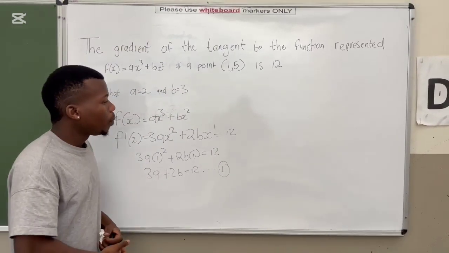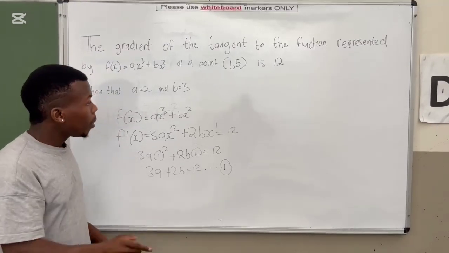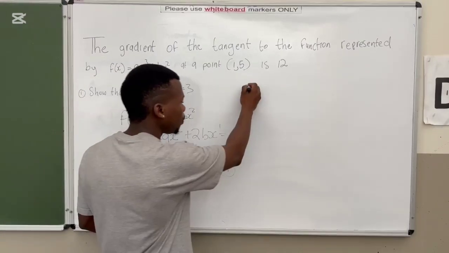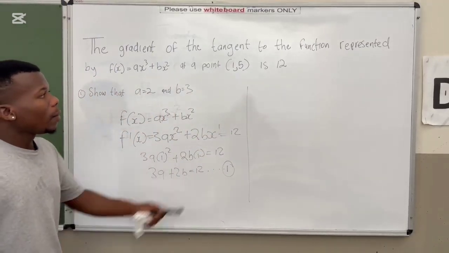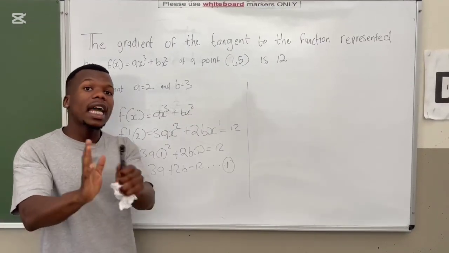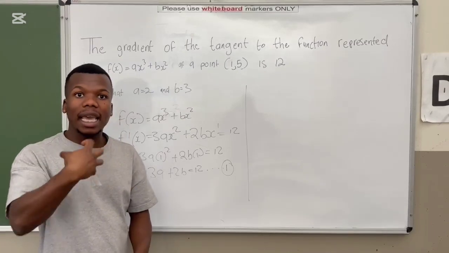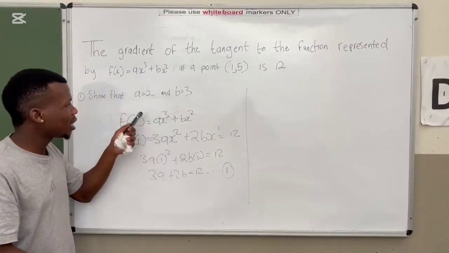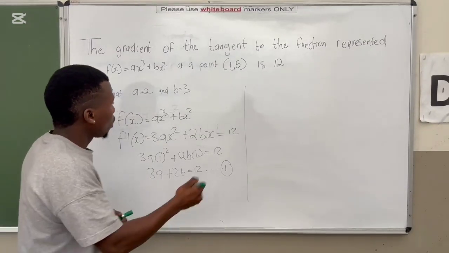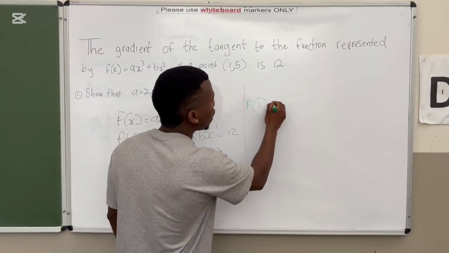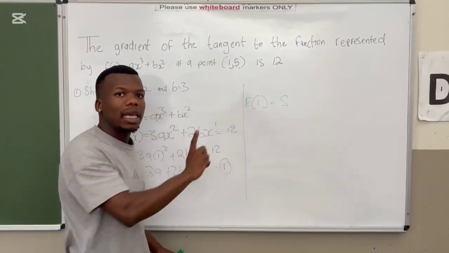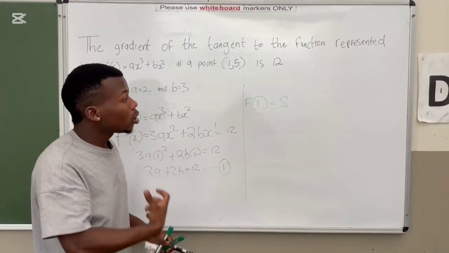Now we need to find equation number 2. Remember, we are solving for 2 values, so I need to have 2 equations. They said that my x coordinate is 1 and my corresponding y coordinate is 5. In other words, I substitute 1 where I see x in my original function in order to get 5. This is going to be f of 1 equals 5. This tells me that I substituted 1 where I see x and I got 5.